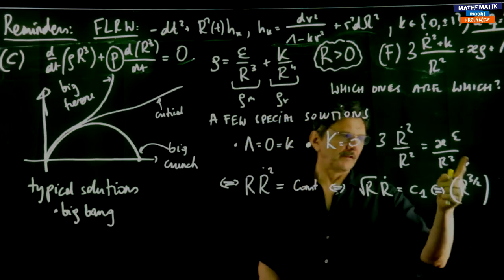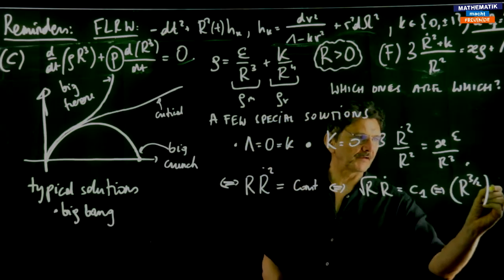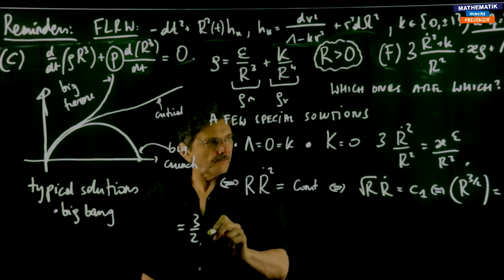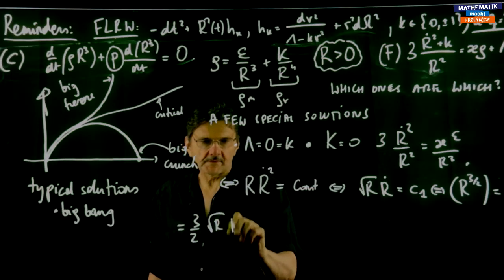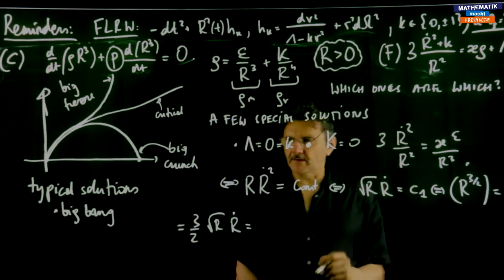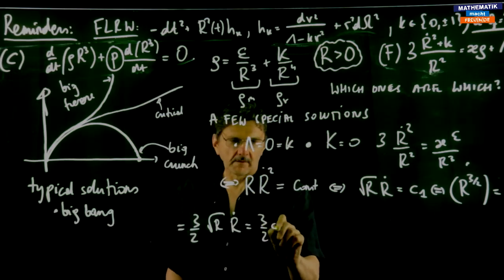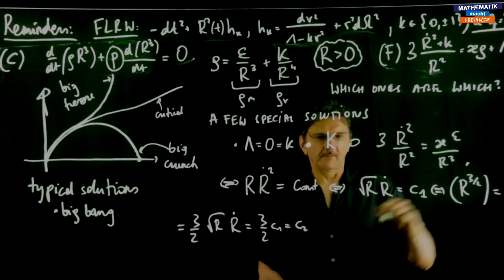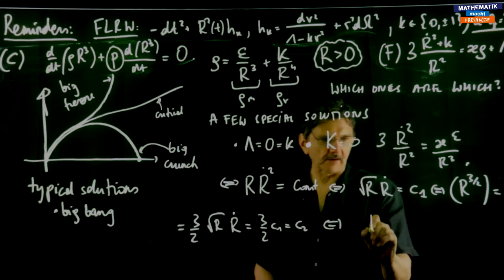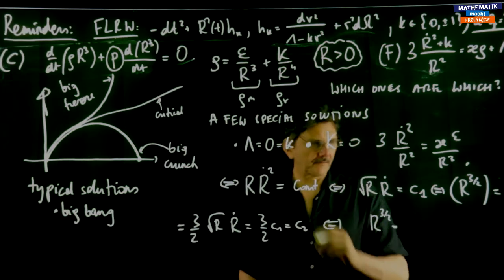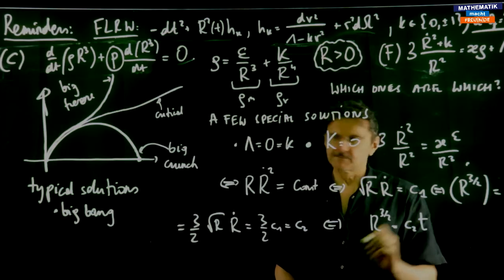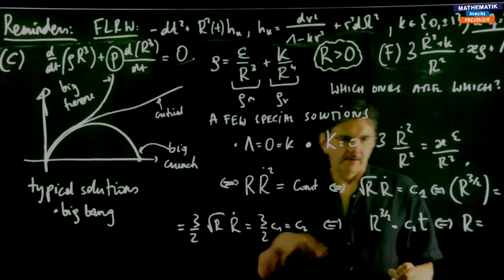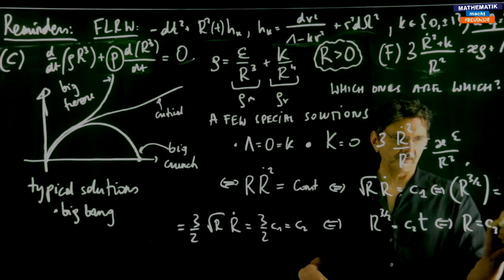Let's see. So this is probably the derivative of r to 3/2 or something like that. And if I differentiate, so let me just do this, then this is 3/2 square root of r times r dot. And this is going to be then 3/2 of c1, which is going to be c2. Good, but then I can integrate this to get r 3/2 is c2 t, which is the same as saying that r is another constant c3 times t 2/3.